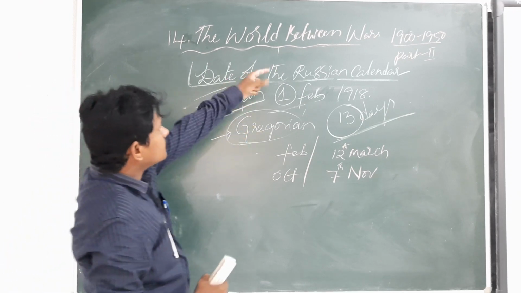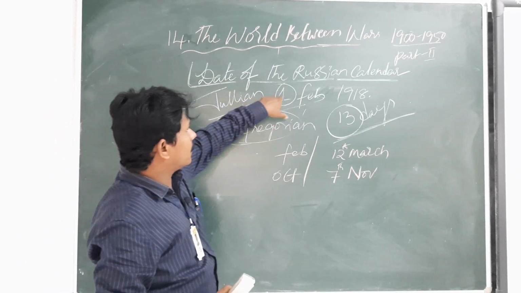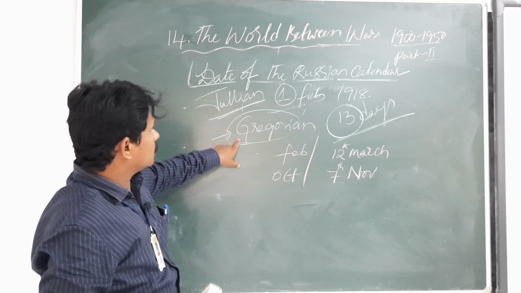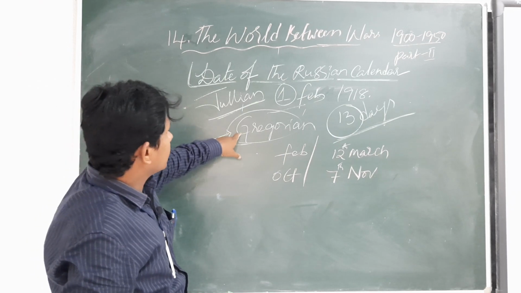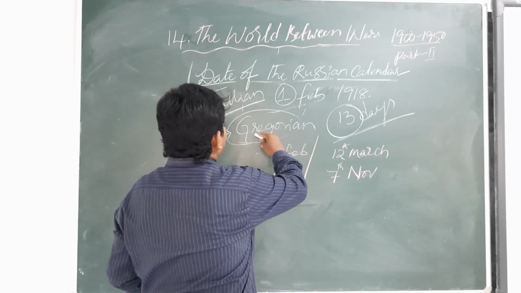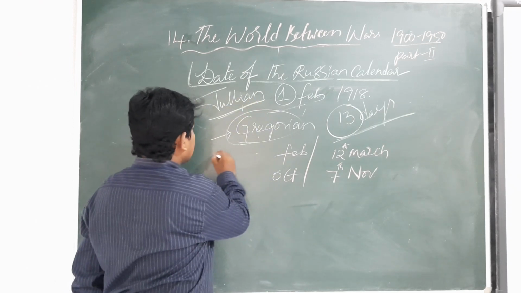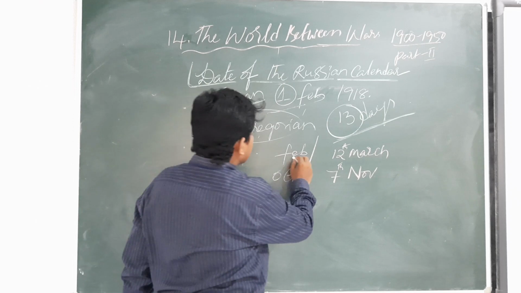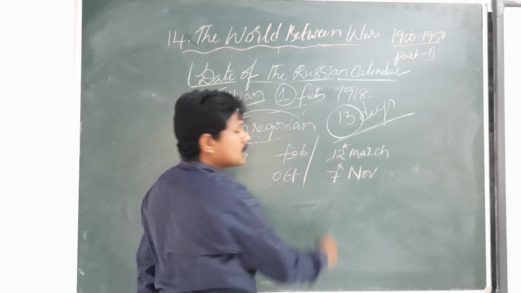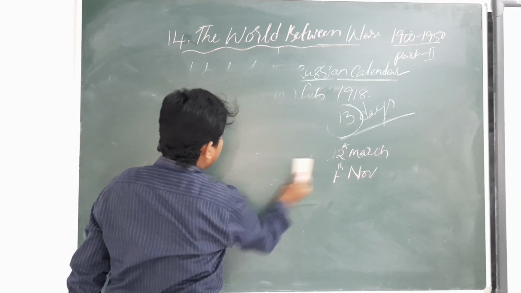One second, listen. The Russian government followed the Julian calendar until 1st February 1918. The country changed to the Gregorian calendar, which is followed by everyone today. But the Gregorian calendar is ahead by 13 days of the Julian calendar. So our calendar shows the February Revolution on 12th March and the October Revolution on 7th November. That is the difference between the Julian calendar and the Gregorian calendar.